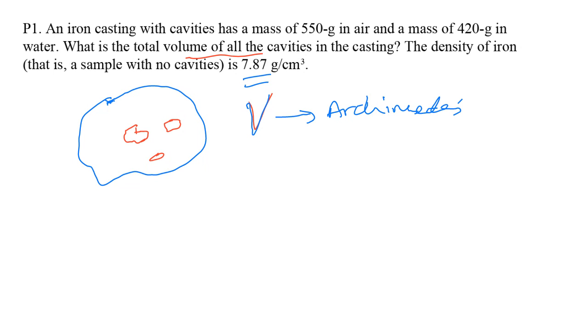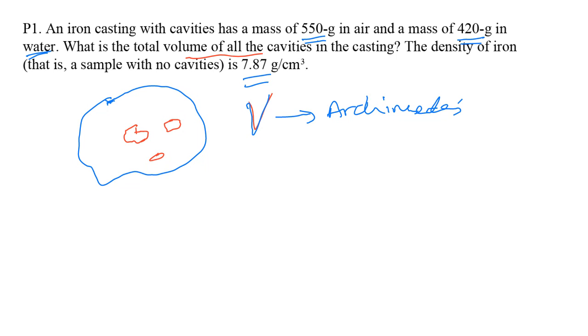Why? Because when you use Archimedes' principle, we look for the displaced liquid. This one is done in water. It says the mass in air is 550 and the mass in water is 420 gram. If we do it in water, of course the density of water is 1 gram per centimeter cubed, so we are going to make use of that also.